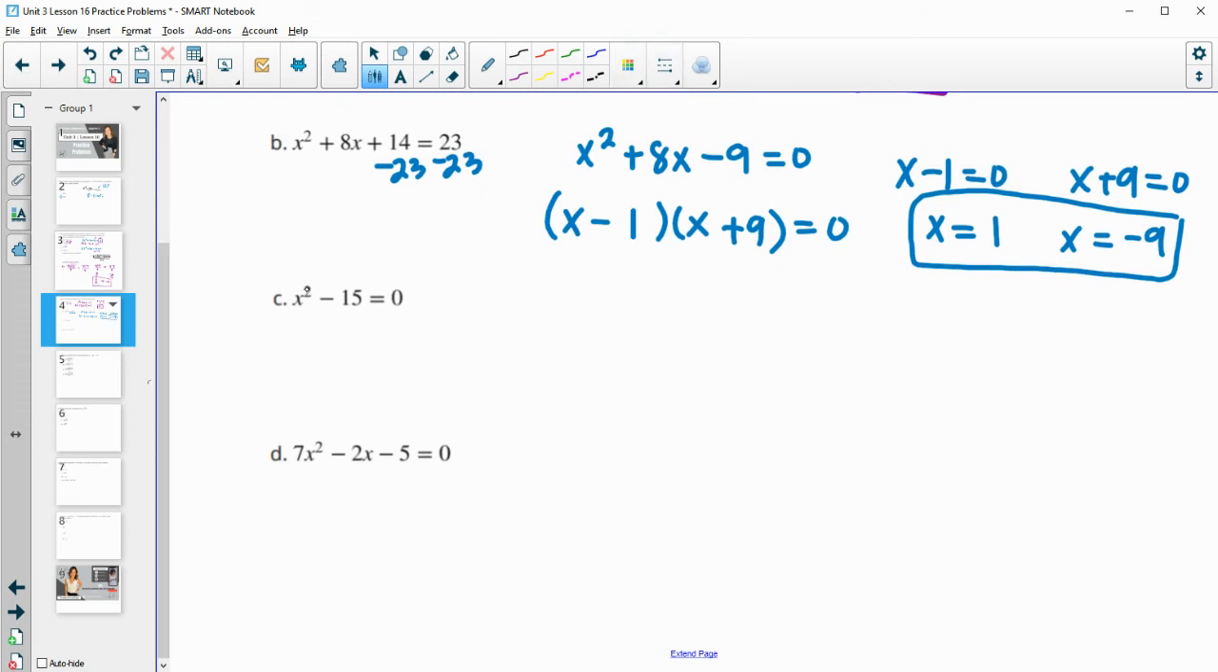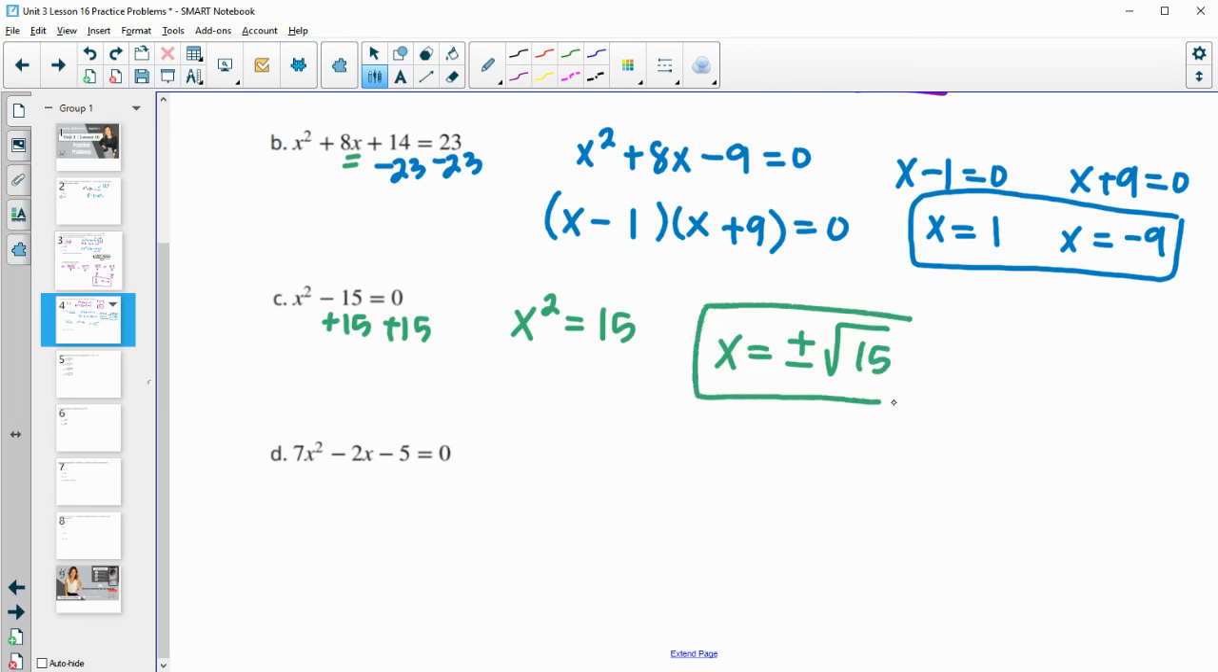Part C, we see an x squared, but it doesn't have this x term. So we can actually just add the 15 back over, because then we have x squared equals 15, and we know we can square root both sides here. So undoing a squared gives us a plus or minus square root of 15 as our solution.